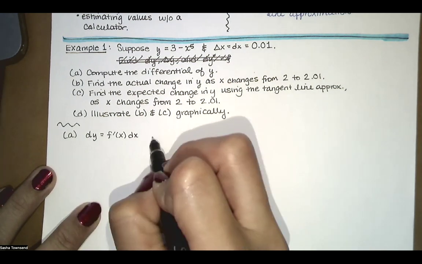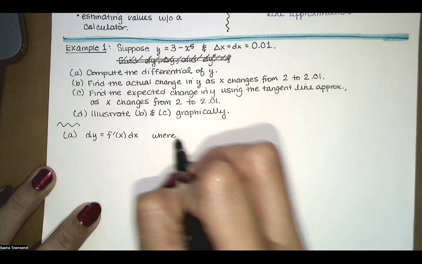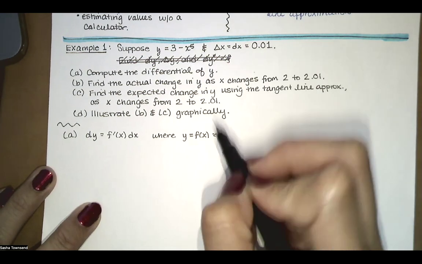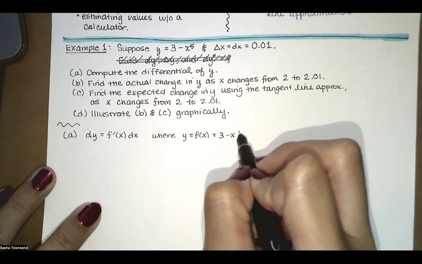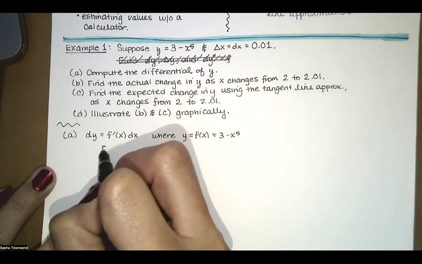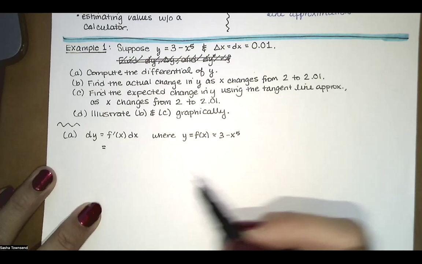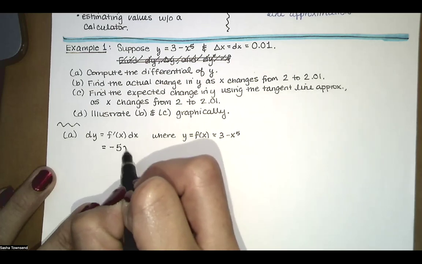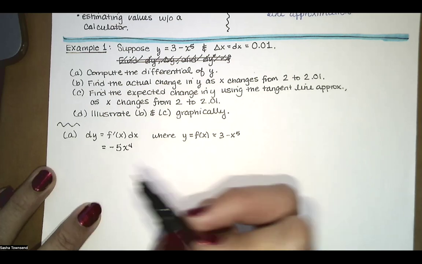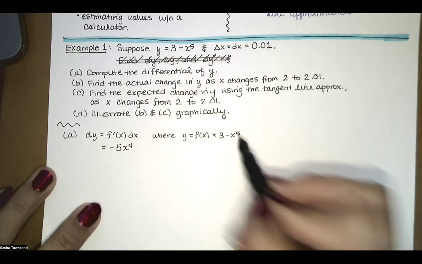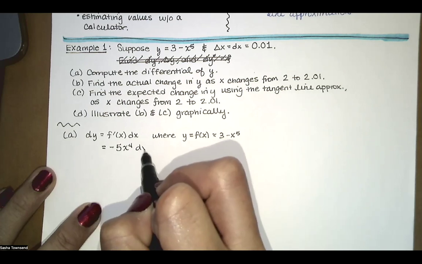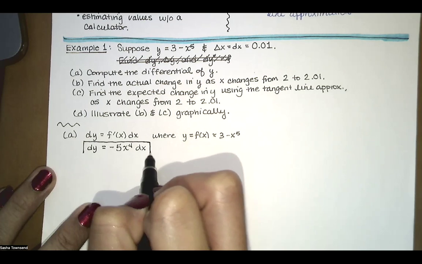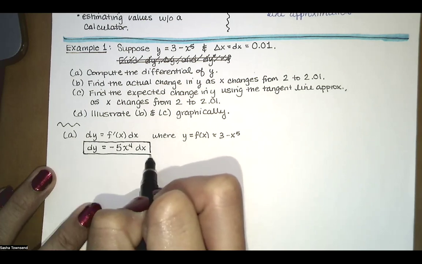This is where y is equal to f of x. In this case, y is equal to 3 minus x to the fifth. So the derivative of this is the derivative of 3, which is 0, minus the derivative of x to the fifth. So we get negative 5 times x to the fourth using the power rule. We bring the 5 down, multiply by x to the 1 less power, and multiply by dx. That's dy. It's very simple. It's just the derivative times dx.